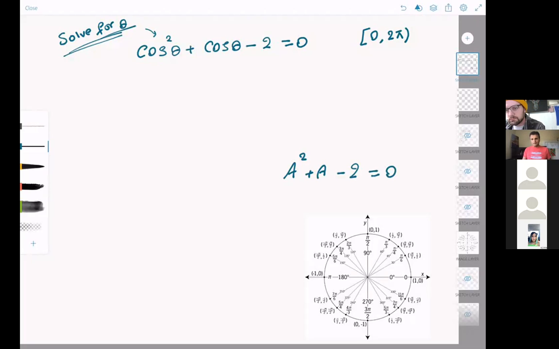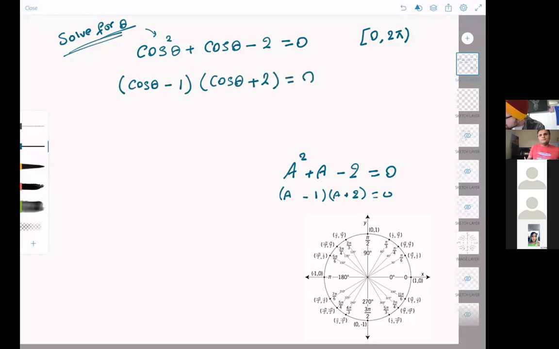Factoring was one technique, right? Looks like I can factor it like a plus 2, a minus 1. That's how we factor it. So here, instead of a, I'm going to put cosine of theta. So I'm going to have cosine of theta minus 1 multiplied by cosine of theta plus 2 equal to 0.